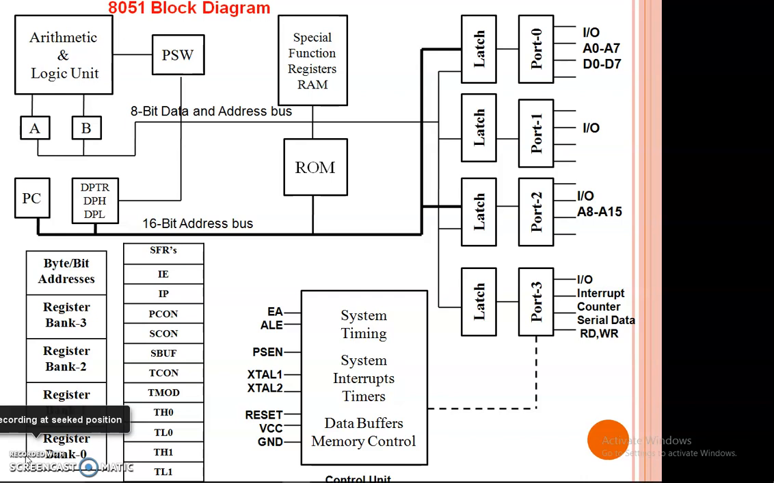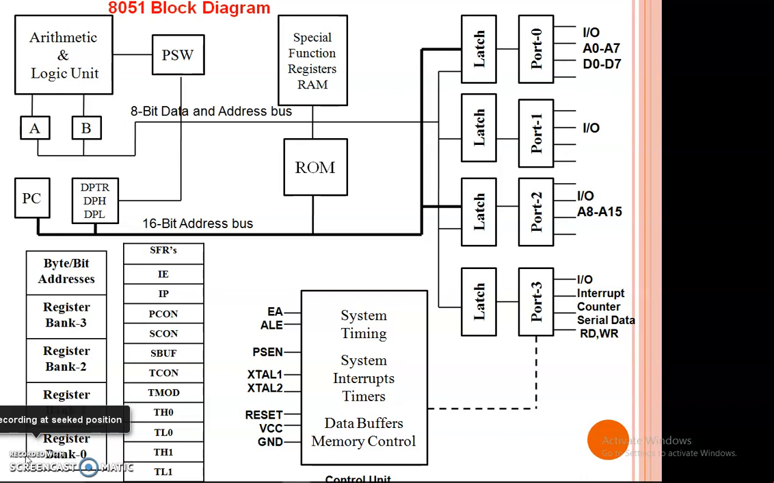Now I will tell you what a general purpose register is. This register is used in all general operations like ALU operations. 8051 has 34 general purpose registers: 4 banks of registers, and each bank has 8 registers, that is 4 into 8, 32 registers, plus A and B registers, altogether 34 general purpose registers.